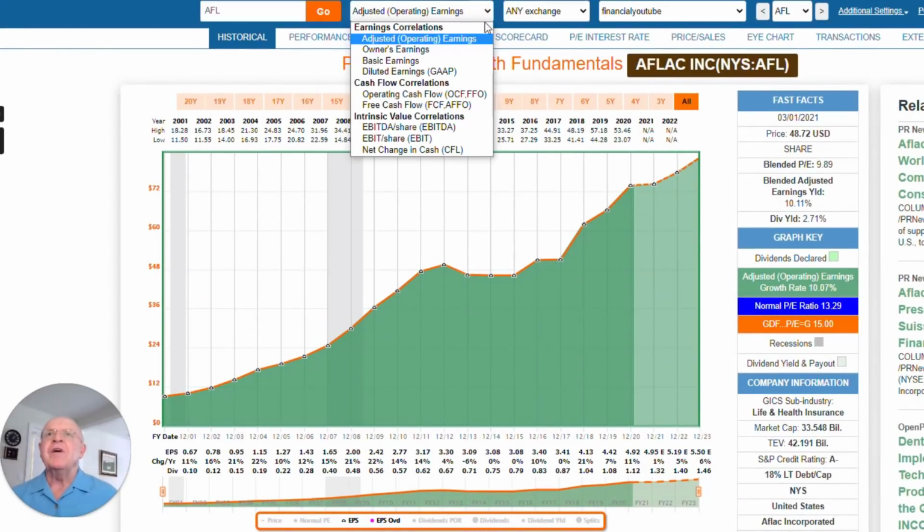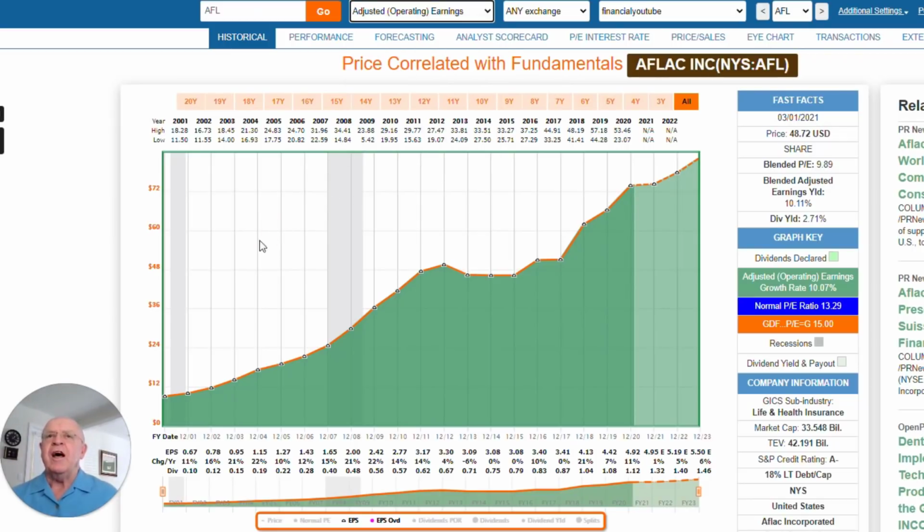Now, FastGraphs provides owner's earnings, basic earnings, GAAP earnings. We also provide cash flow metrics, EBITDA, EBIT, and even net change in cash. There's a lot of ways to look at a company. We also have things like price to sales, and we've got FUNDgraphs, which stands for financial underlying numbers. So if I was really serious about that, I really have the ability here to dig deep into the company. But what I start out with is we use formulas that draw what I call valuation reference lines.